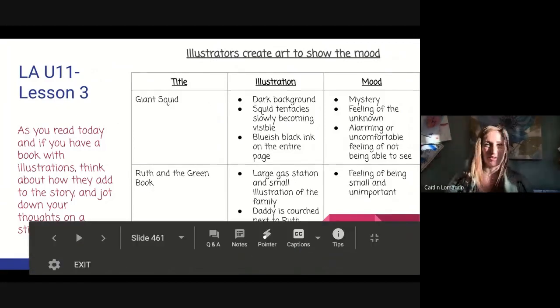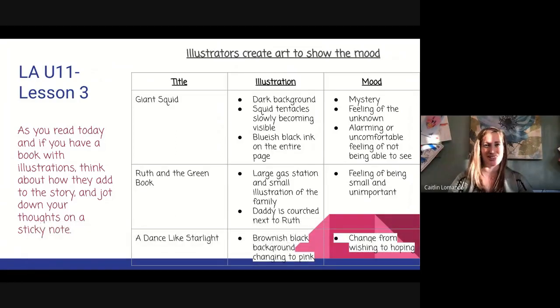All right, fourth graders, when you read today, please make sure that you pay attention to the illustrations. They can add so much to the story. In particular, think about how the illustrations in your book, if there are any, add to the mood or feeling the author wants to create.